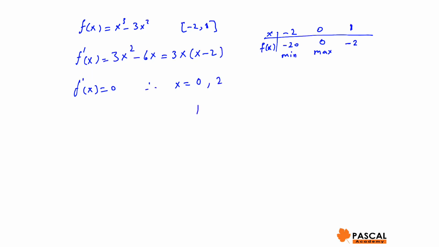The graph of f(x) is between -2 and 1. The red portion of the graph is the graph of the function. The minimum is -20 and the maximum is 0.